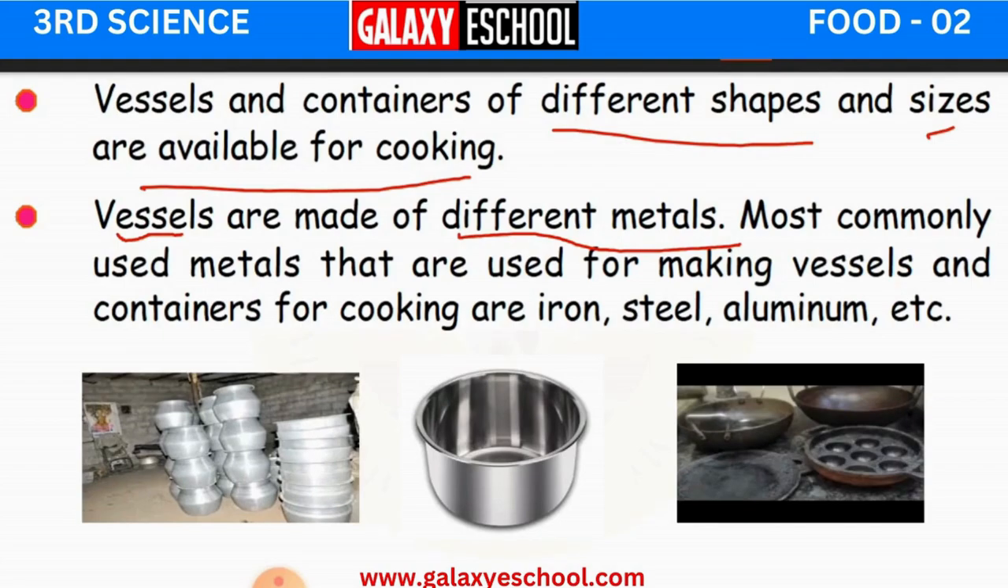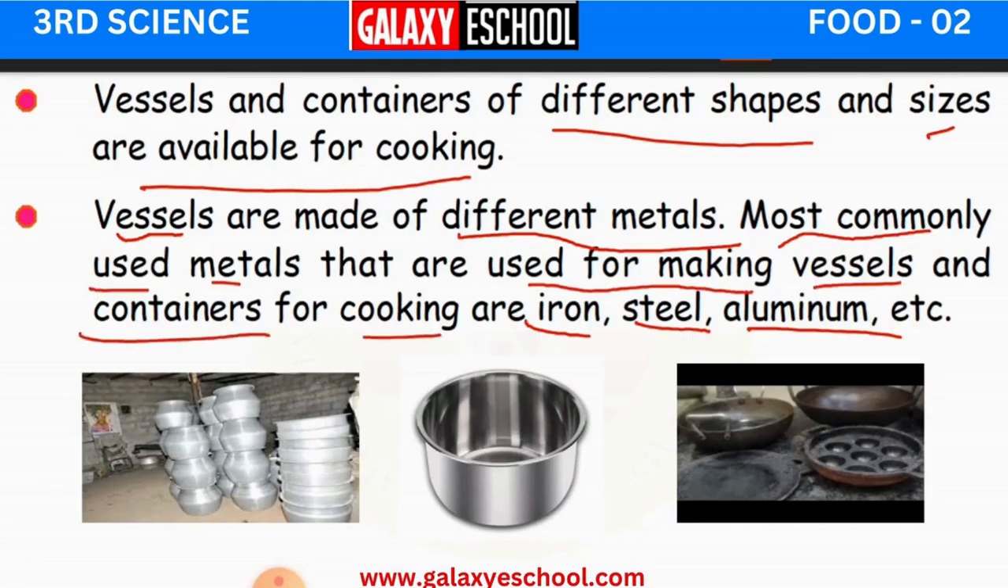But for cooking, we use some common metals, as it is there here, like iron, steel and aluminium. For cooking, mostly we use these metals. So the most commonly used metals for making vessels and containers for cooking are iron, steel and aluminium.